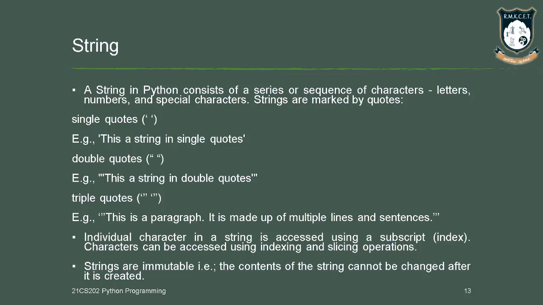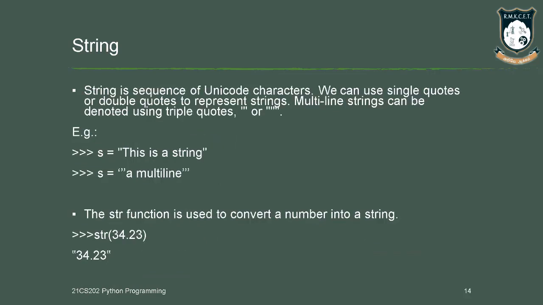On the screen itself you can see how single quotes are used, how we can represent the string in double quotes, as well as in triple quotes. Each and every character provided within the single, double, or triple quotes will have its own index number. So here you can see a sequence of Unicode characters, or a sequence of characters, enclosed within single, double, or triple quotes.